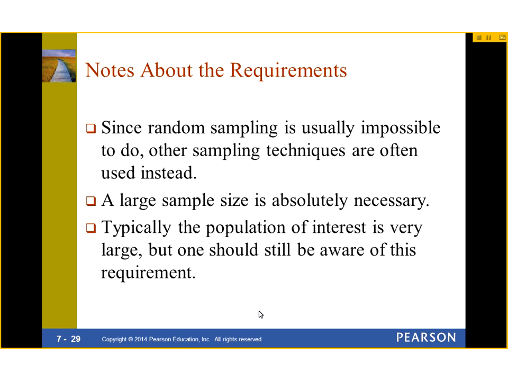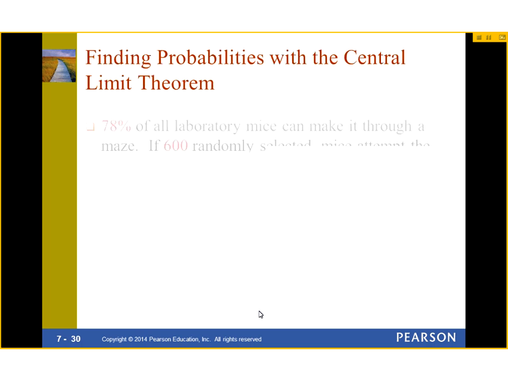Typically, the population of interest is very large, but if you were trying to do this where you knew your population was only 3,000 and you decided to do 500, that's not going to work here, because 10 times 500 is 5,000, which is greater than your entire population. Okay.